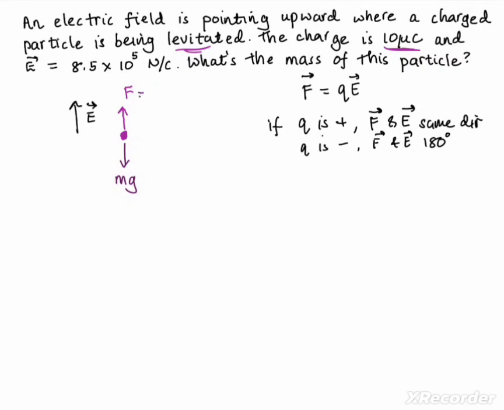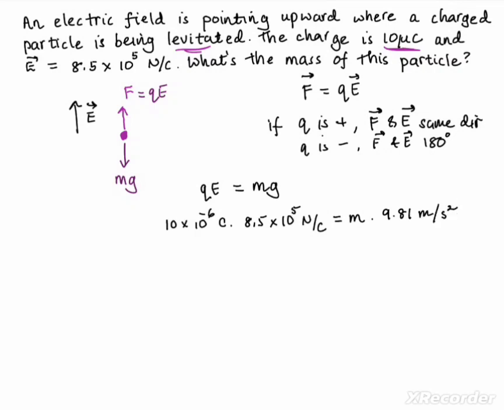So we know that this F is equal to QE. Now looking at the y direction, we have QE equal to mg. Let's look at the magnitudes. Q is 10 times 10 to the negative 6th coulombs, and E is 8.5 times 10 to the 5th newtons per coulomb. This is equal to mass times 9.81 meters per second squared.